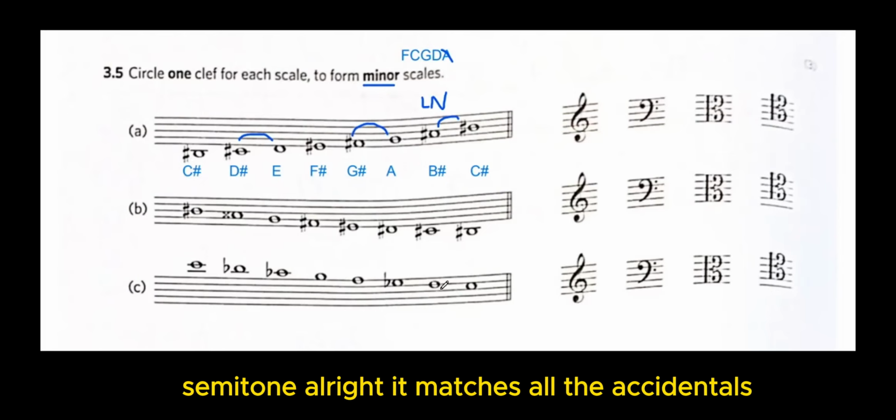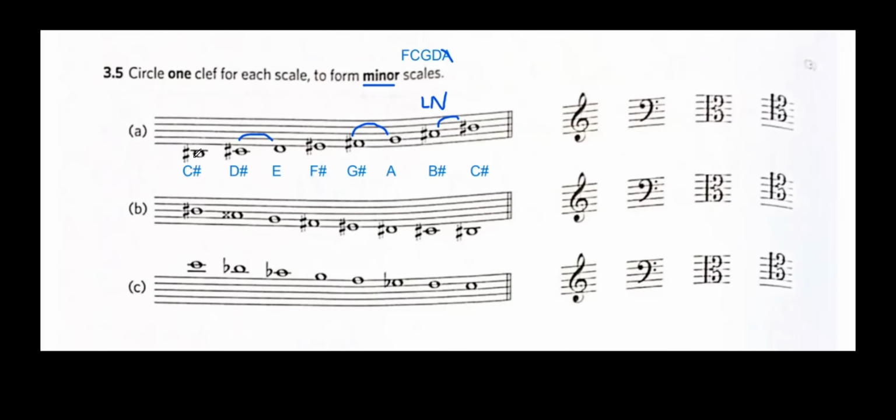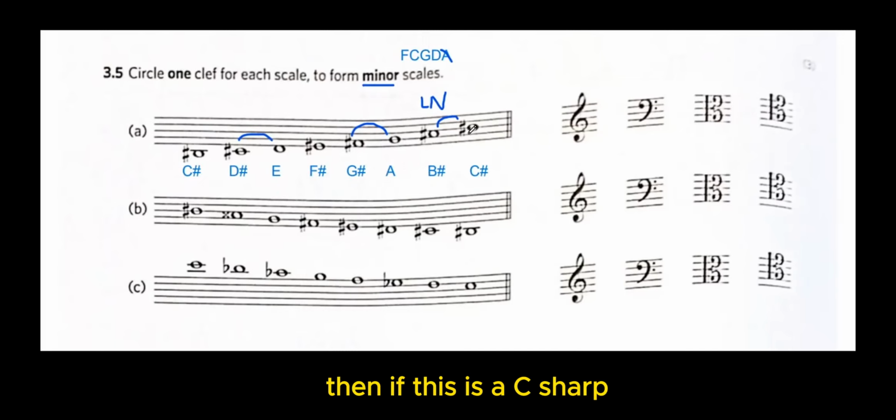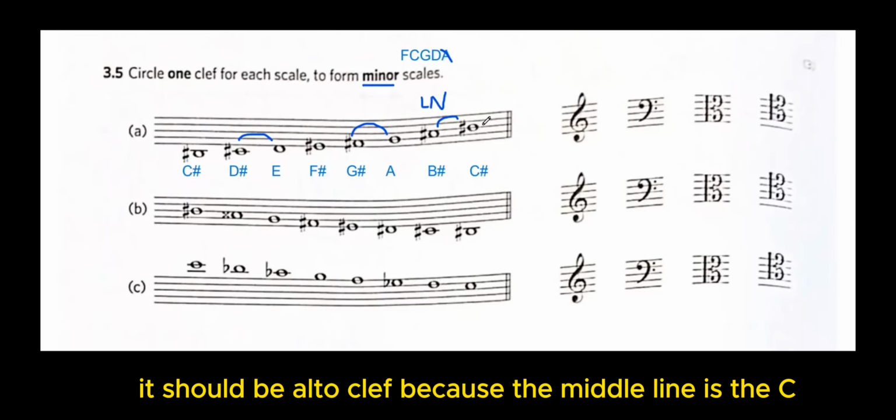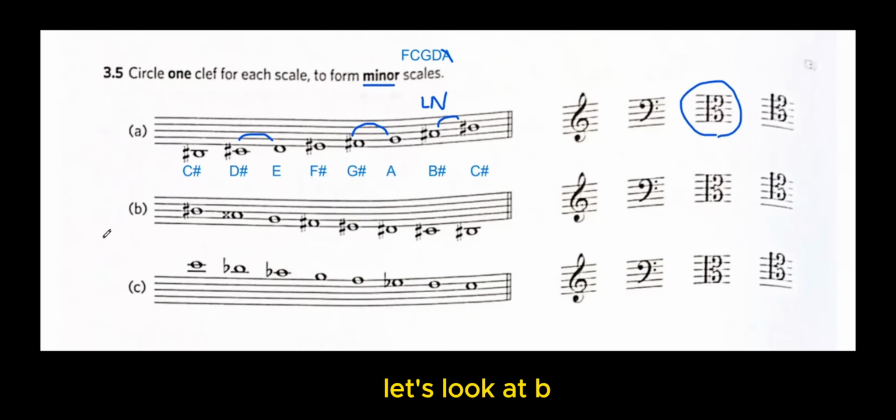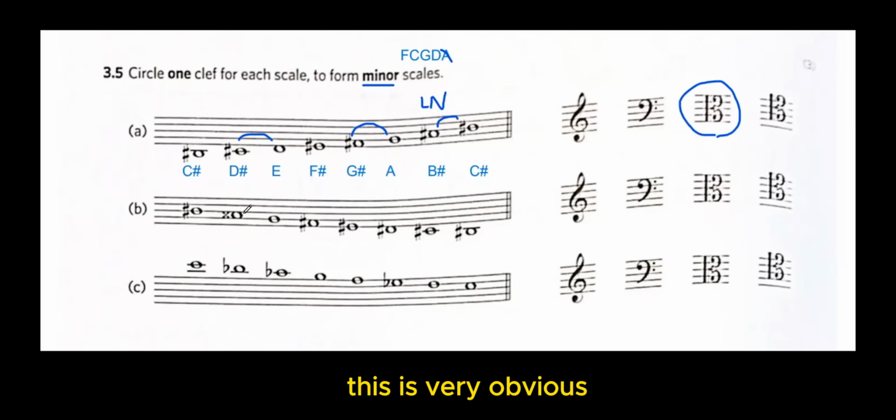Semitone. All right, it matches all the accidentals. Then if this is a C sharp, it should be alto clef because the middle line is the C. Let's look at B. This is very obvious.